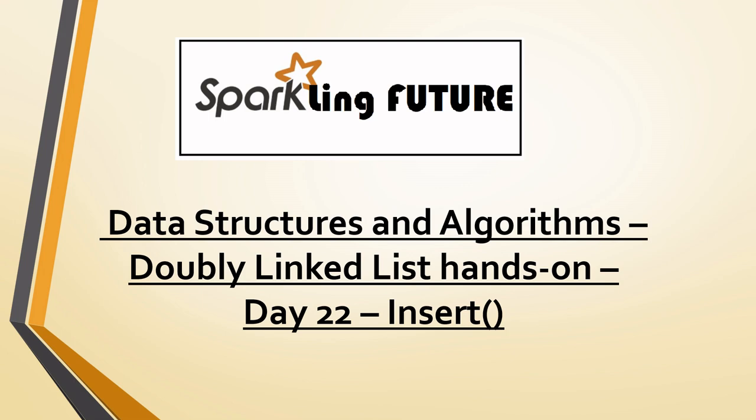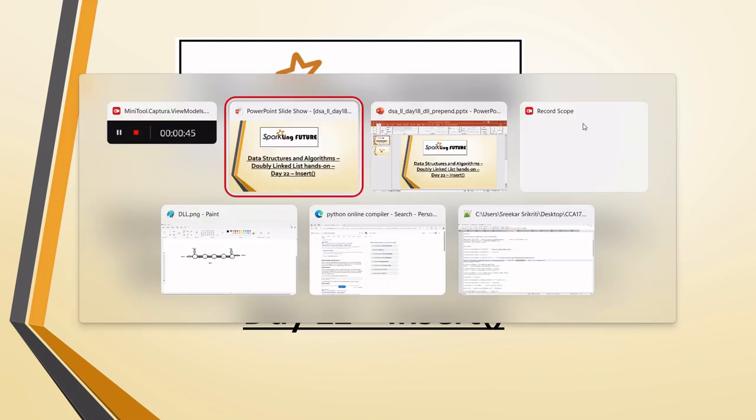Friends, in the series of data structures and algorithms, we will see how to implement the method insert on the doubly linked list. So we have seen adding an element at the beginning and at the end of the doubly linked list using the prepend and append methods. Now, if you wanted to insert an element in the middle of the doubly linked list, how to do that? That method we will see today.